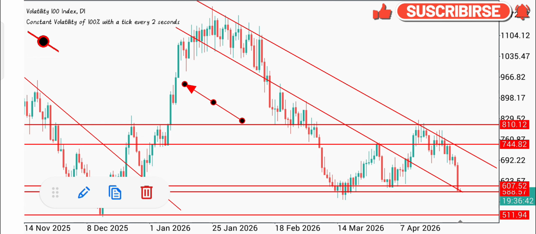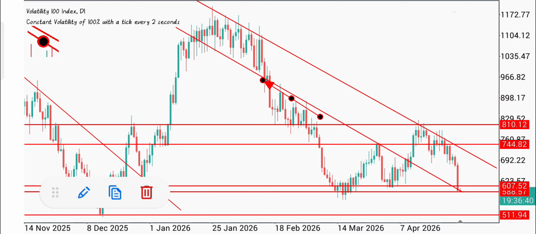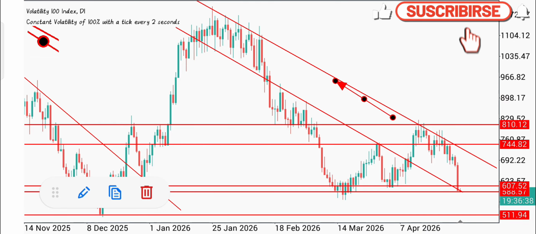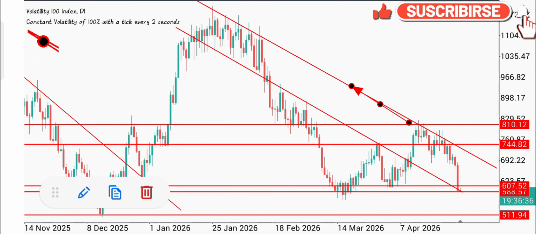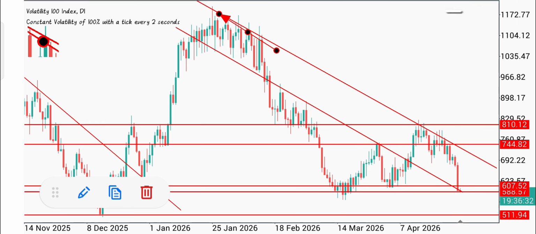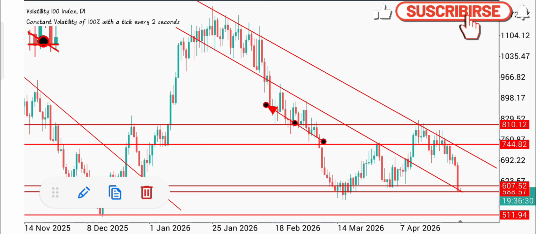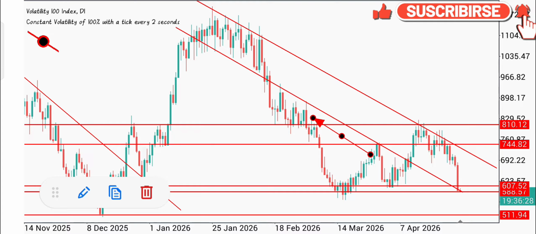So this is this 100 index. As you can see, this has been a downward trend, and I just get my two trend lines. This is the one at upper and this is the one at down. Okay, the market was actually trending here and it broke out and it retests again and it started selling.